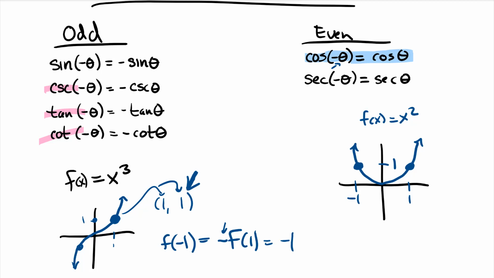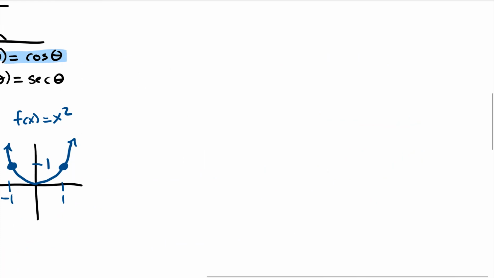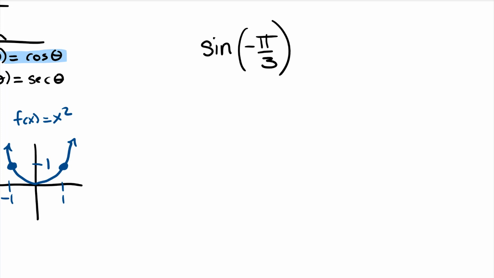So let us do a couple practice ones. So if I give you this, and this is the reason why: sine of negative pi over 3. That is not between 0 and 2 pi.